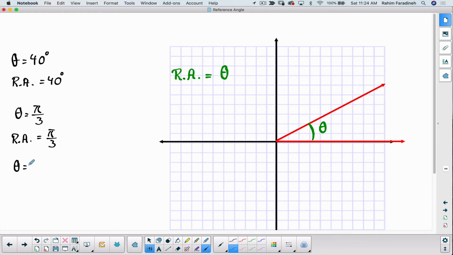Let's say theta is 405 degrees. So 405 degrees is like going 360 degrees, which is one time around the circle, and another 45 degrees. So in this case, the reference angle will be 45 degrees.